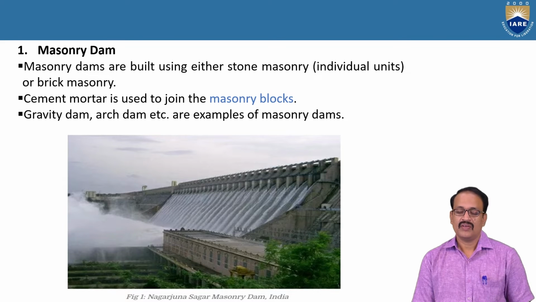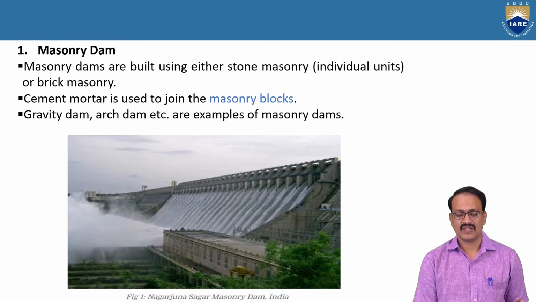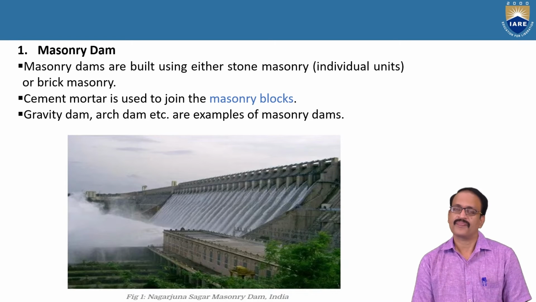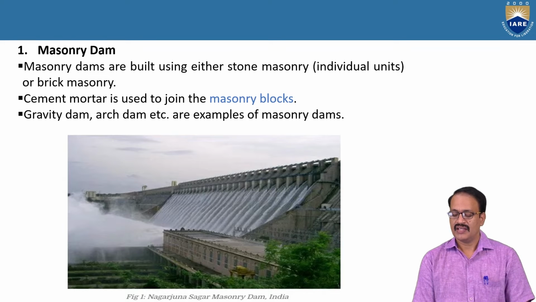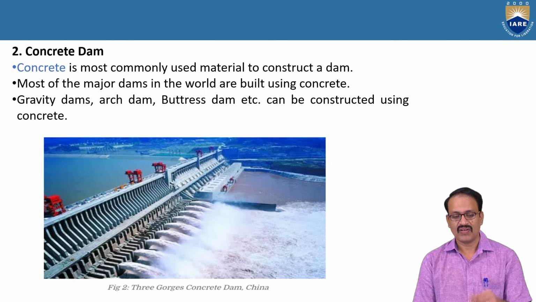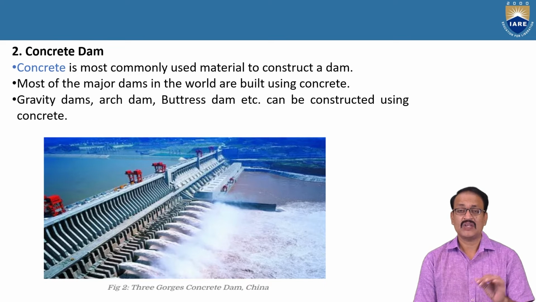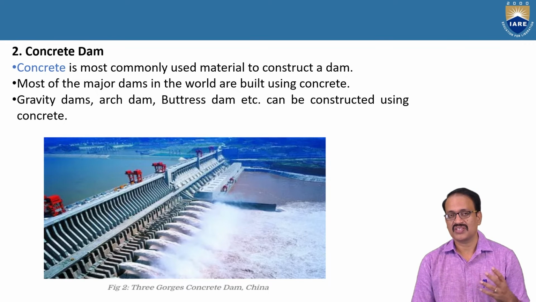So these masonry dams, some other dams also come under this. They are gravity dam, arch dam. Our Nagarjuna Sagar Dam is a masonry dam. About this, a greatest dam is coming, that is Three Gorges Dam. Everybody might have heard about this Three Gorges Dam.